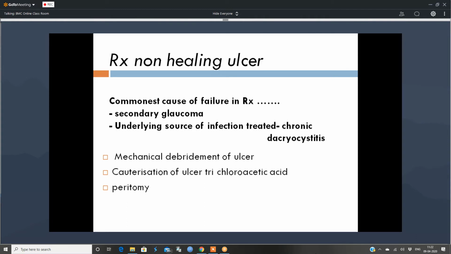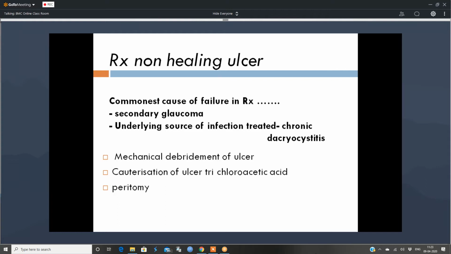But after you do these also and still the ulcer is not healing, then we can go for a mechanical debridement. That is, you scrape the whole ulcer. When you do that, you are actually decreasing the bacterial load. You are also removing the top layer epithelium, so that whatever drug you give penetrates well to the place and is available.